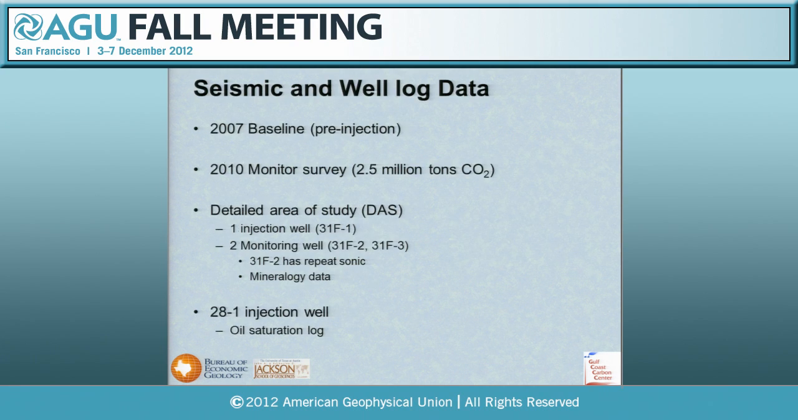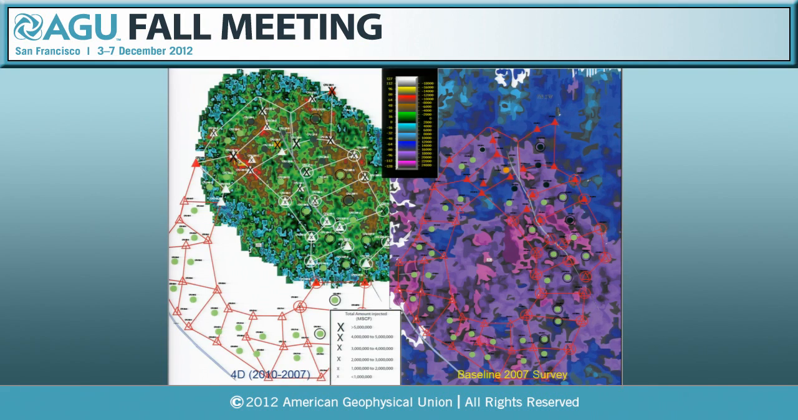We have 2 seismic surveys. The first one was shot in 2007 pre-injection and was shot over the entire field. You'll see an image of it in just a second. And then there was a monitoring survey shot in 2010 after 2.5 million tons of CO2 had been injected. There's a detailed area of study set up which has 1 injection well and 2 monitoring wells. One of the monitoring wells has repeat sonic data as well as mineralogy data for the site. And the 28-1 injection well is located in the middle of the volume, which has an oil saturation log, as well as mineralogy data.